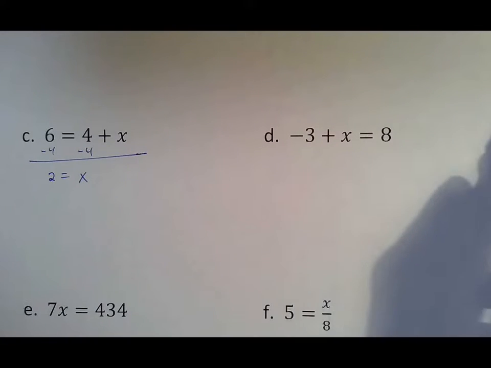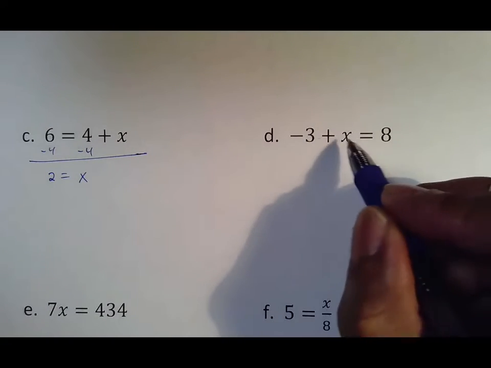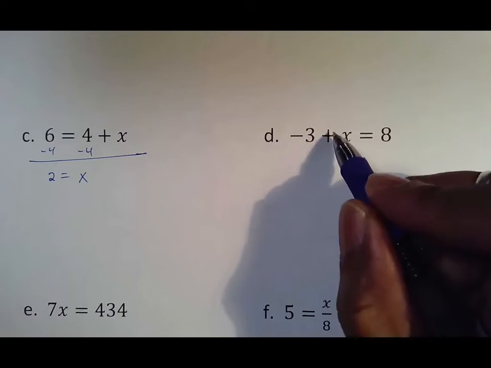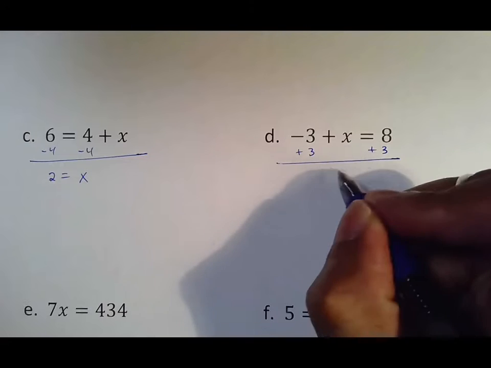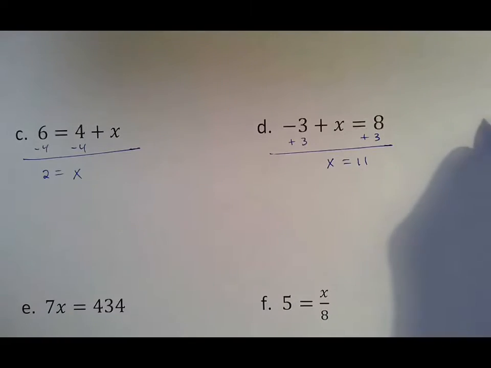D, negative 3 plus x equals 8. The value with x is negative 3. We know that this is combining, not multiplying, so therefore we use the opposite sign. That goes away. X comes down with 11.